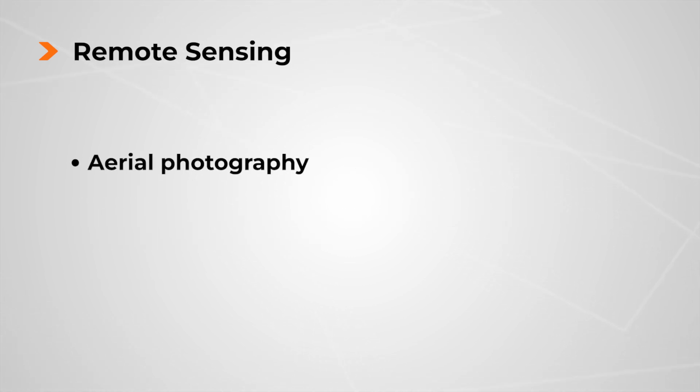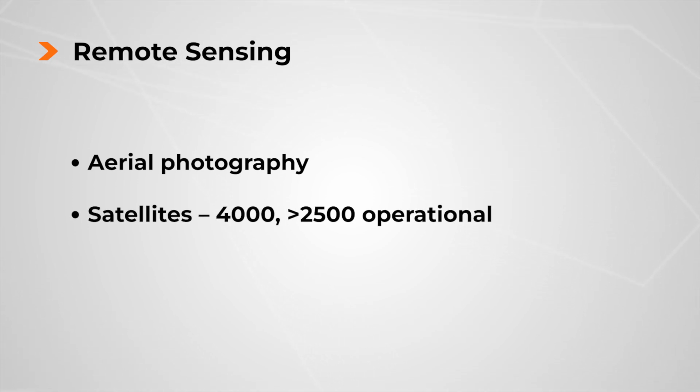The earlier remote sensing utilized camera sensors loaded below hot air balloons and then on aircraft. This is called aerial photography. More recently, remote sensing uses satellite imagery, and now we also have images from drones, and this may be the future of remote sensing.